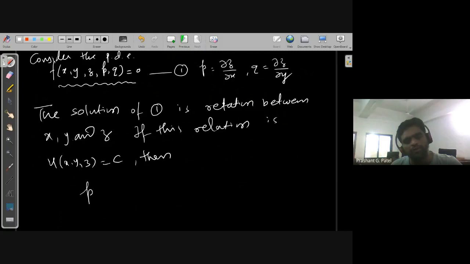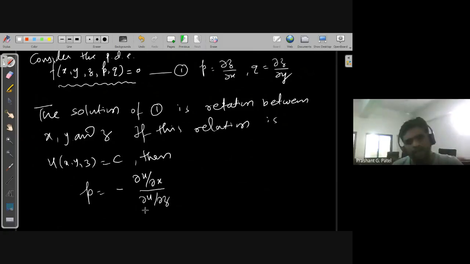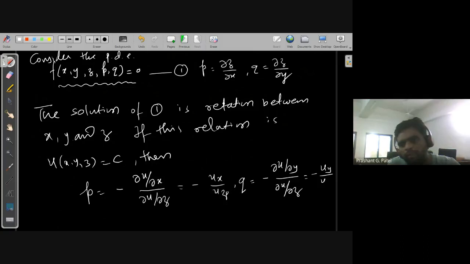now this p I can write down. We know that the value of p is del z by del x. So it is del u by del x upon del u by del z, which is nothing but minus ux upon uz. And q we can write down as minus del u by del y upon del u by del z, which is equal to minus uy upon uz.